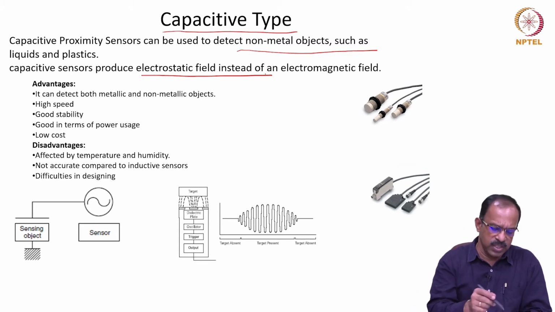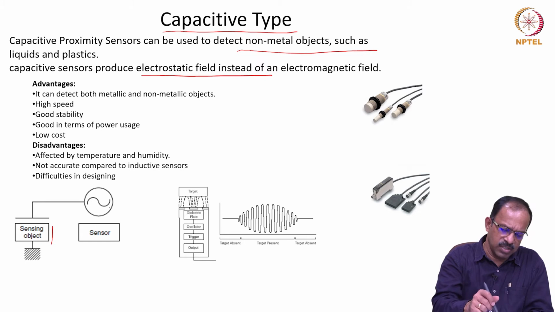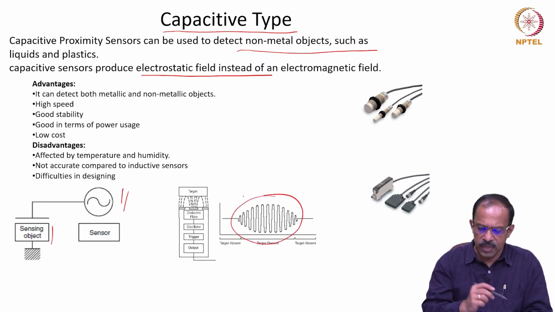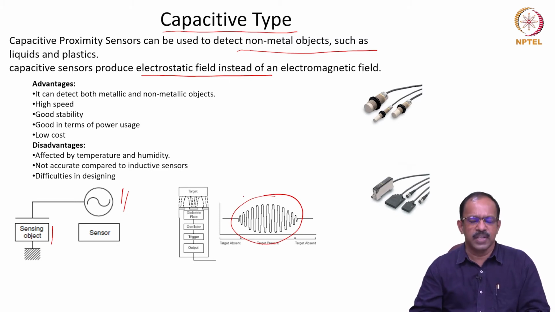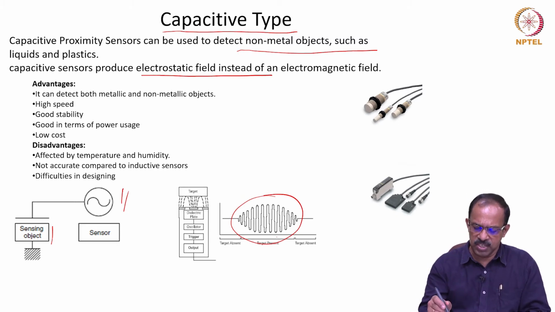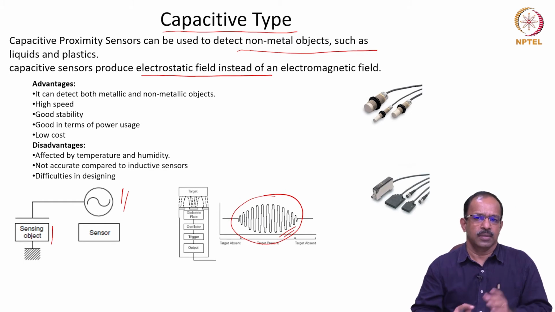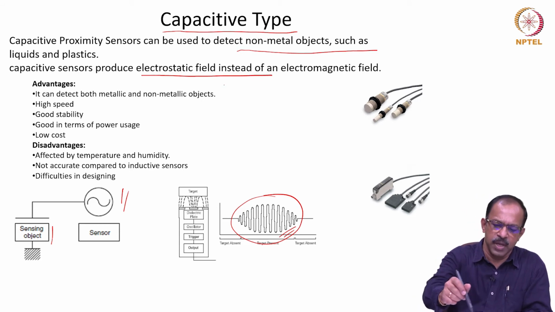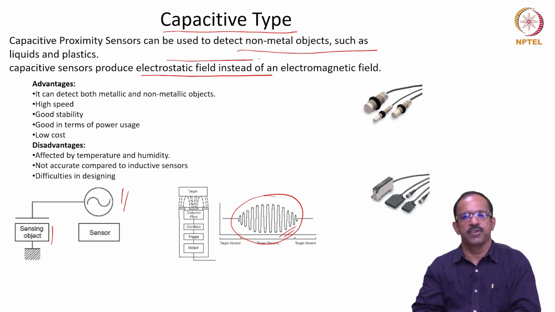And then, as you can see here, the sensing object, and this is the sensor. So you will be able to see the variation in the signal when there is the presence of an object. This variation can be observed in the sensor, and that can be interpreted as the presence or absence of an object. So that is the principle of the capacitive type sensor.